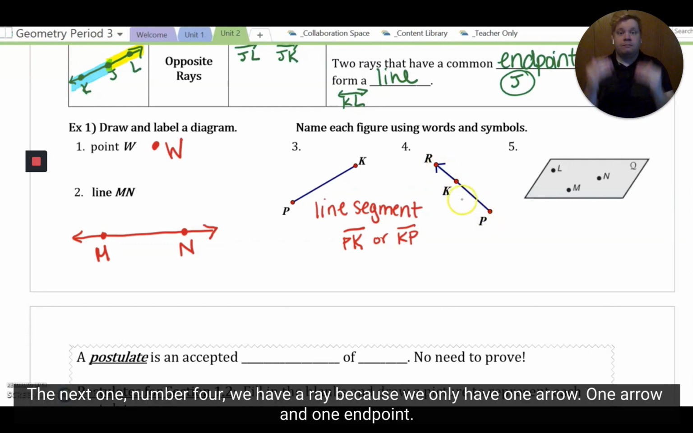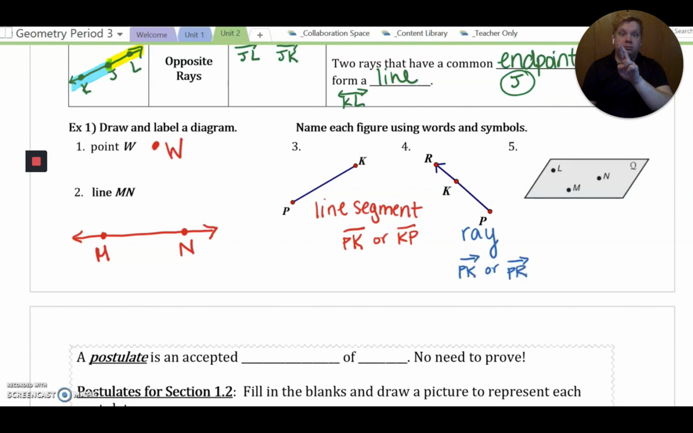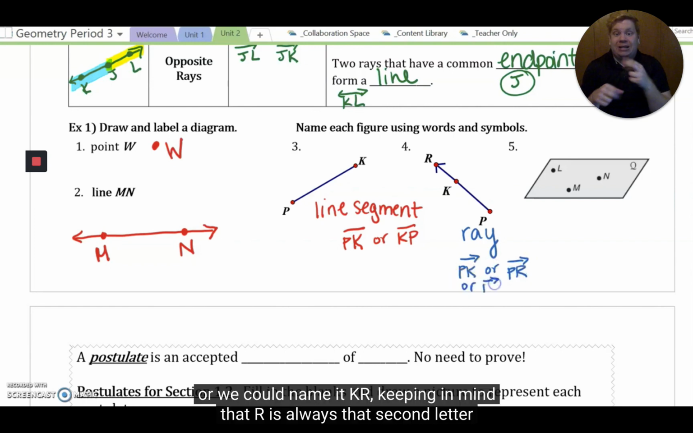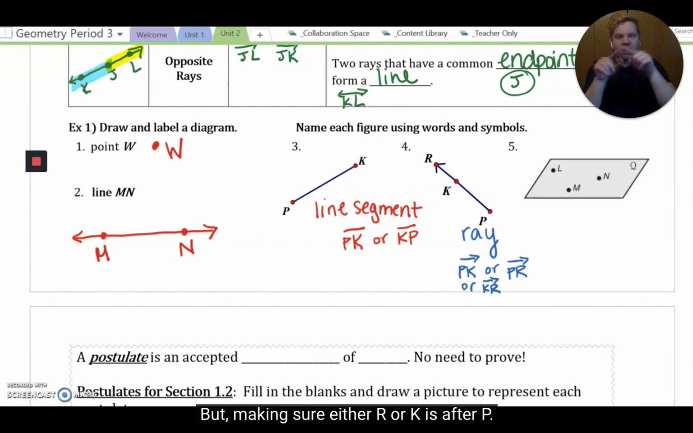The next one, number 4, we have a ray, because we only have one arrow and one endpoint, so it's extending forever towards R. And one way we could name this is PK, or we could also name it PR, or we could name it KR. Keeping in mind that R is always that second letter, because we're going in the direction of R. So there's a few different ways we can name it, but making sure either R or K is after P.